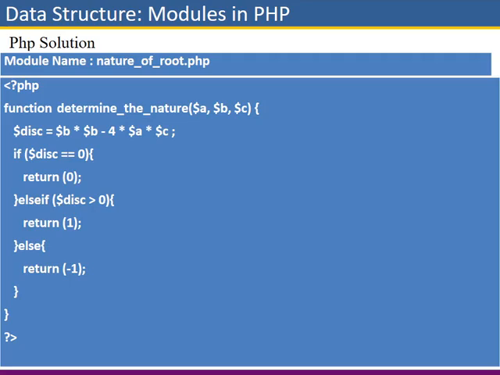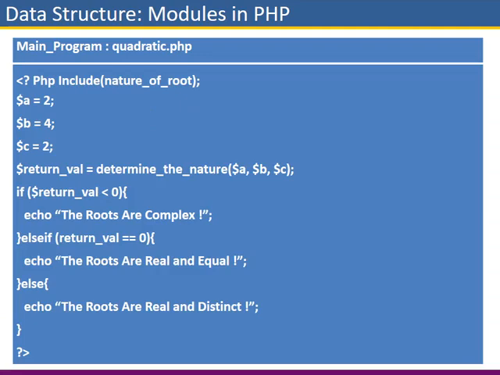We compute the solution for the discriminant, and we have the conditional statement in PHP as well. If this is equal, return 0, else if return 1, else return minus. We now want to use it in another program, which is the main program, quadratic.php. We call the module from the main program. We now use the include statement for nature of root.